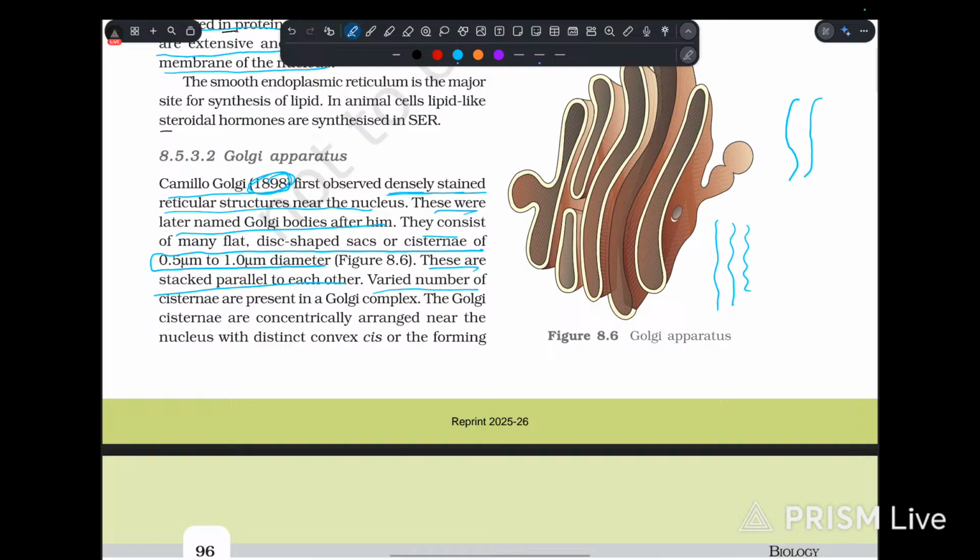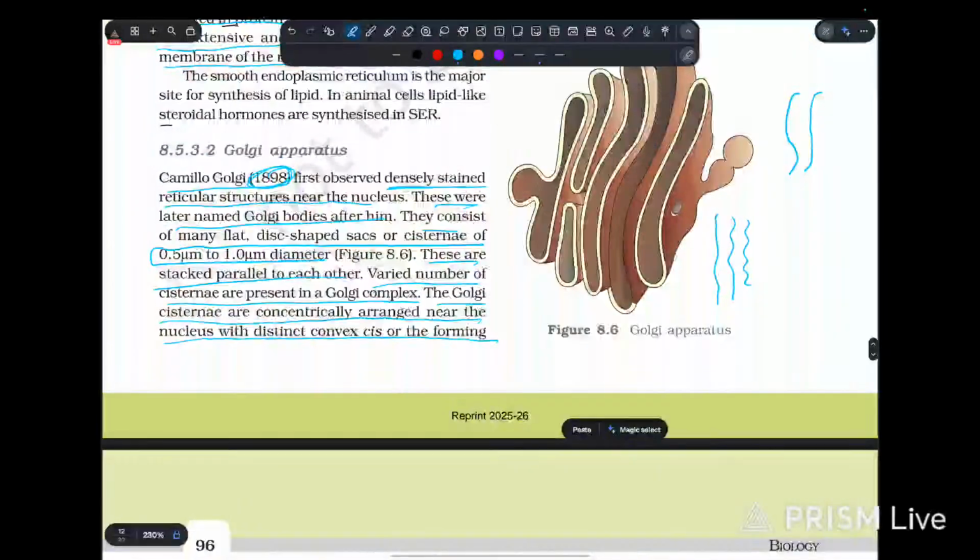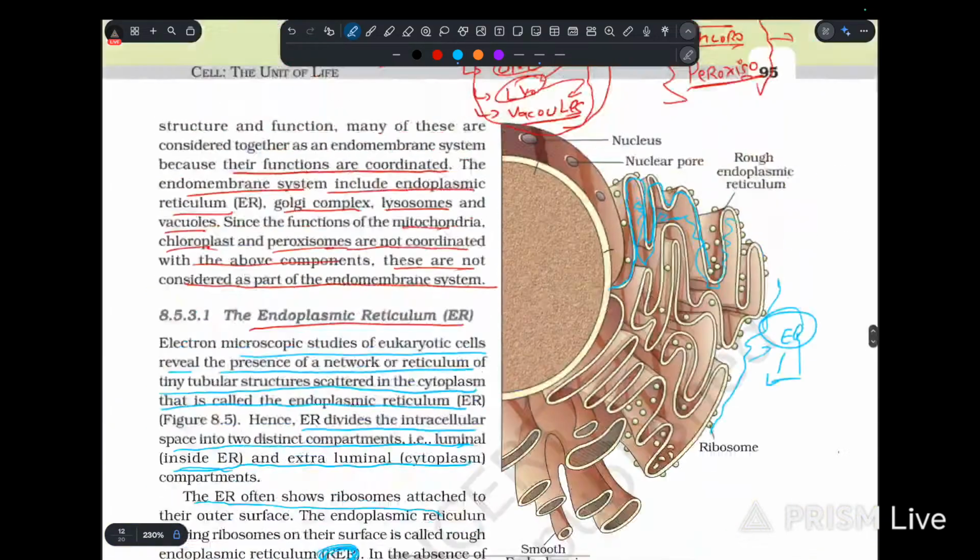There are a varied number of cisternae present in the Golgi complex. The Golgi cisternae are concentrically arranged near the nucleus with a distinct convex cis or forming face. There are two faces in the Golgi complex. The first one is the near face. What do I mean by near face?